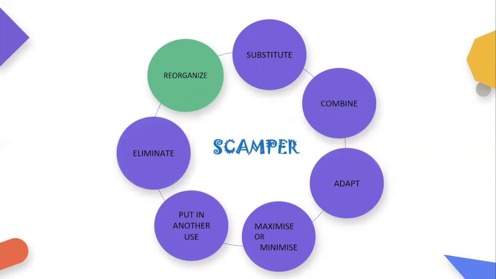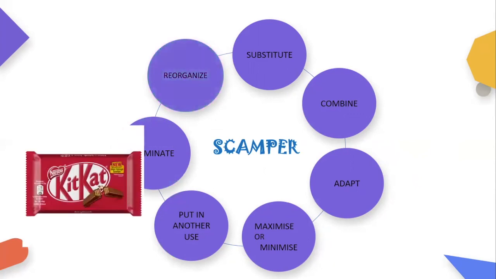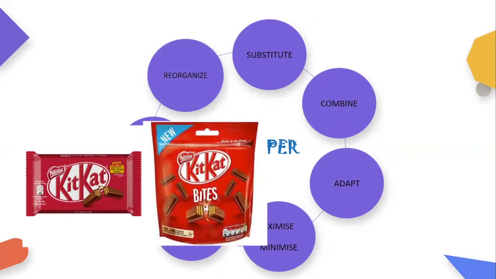And to reorganize, how could you present your product in a different way, reorganize it to make it into something new? Here we have an example of a Kit Kat chocolate bar presented in a different way. It's exactly the same product, but presented in bite-sized pieces, and the packaging is different. So presented in a different way, it appears to be a new innovative product, but in fact is just the same product as before.